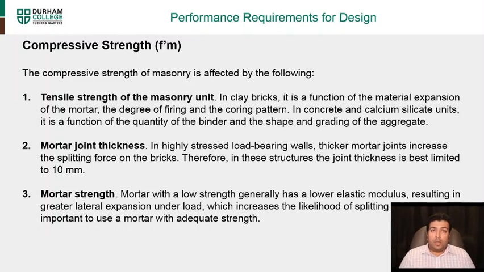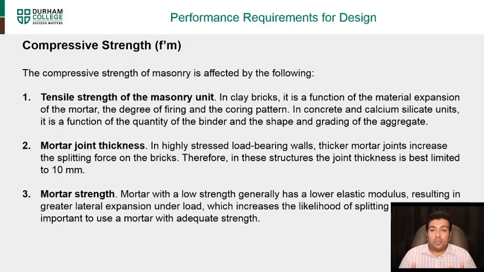Similar to concrete, you have the compressive strength of a masonry unit block, and that's given by f'm. For concrete, we had f'c. All the calculations to design are the same. We just use a different compressive strength. So the compressive strength for masonry is f'm, and it is affected by three major things: the tensile strength of the masonry unit, the mortar joint thickness, and the mortar strength.